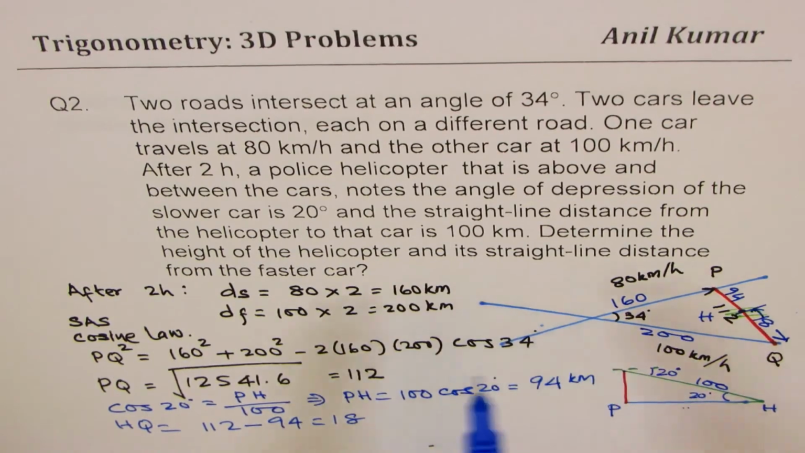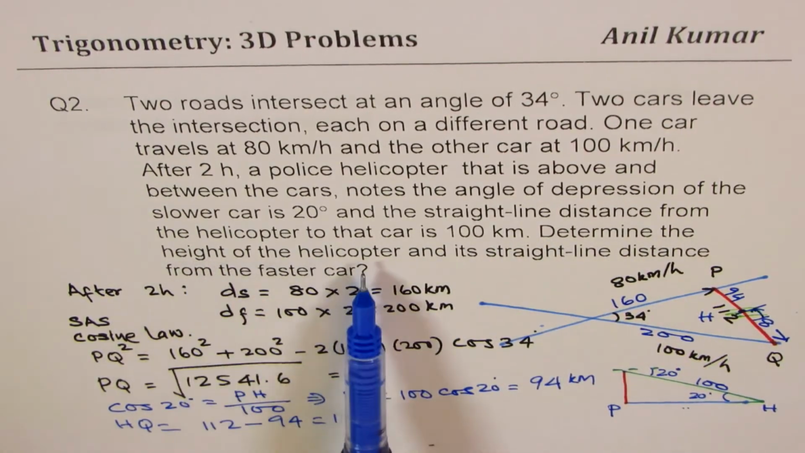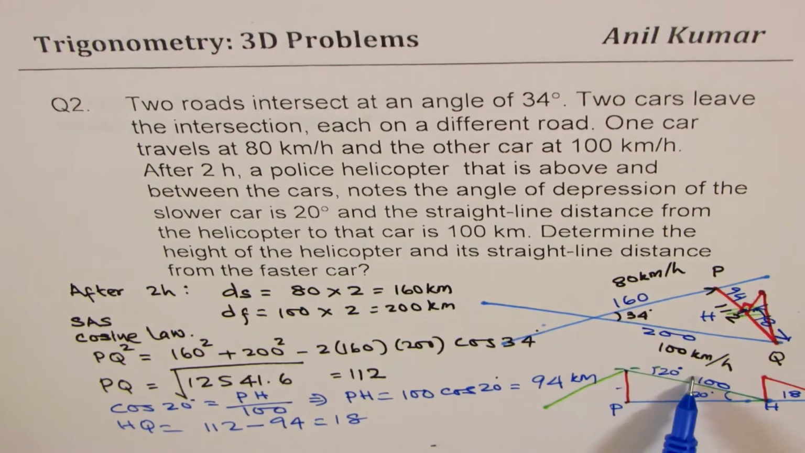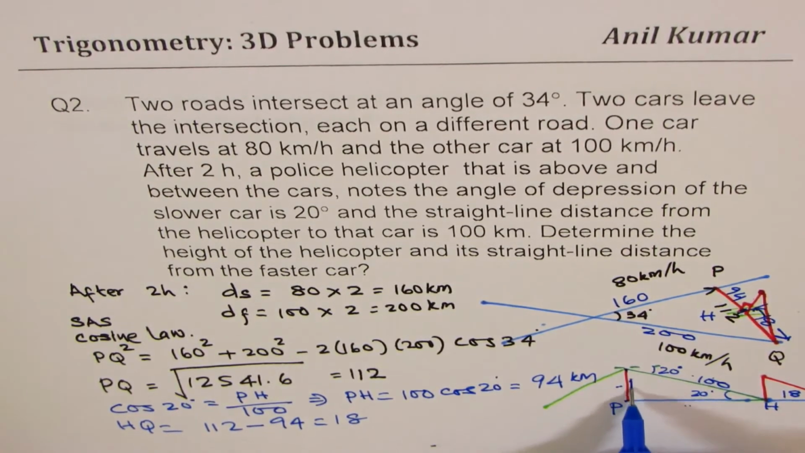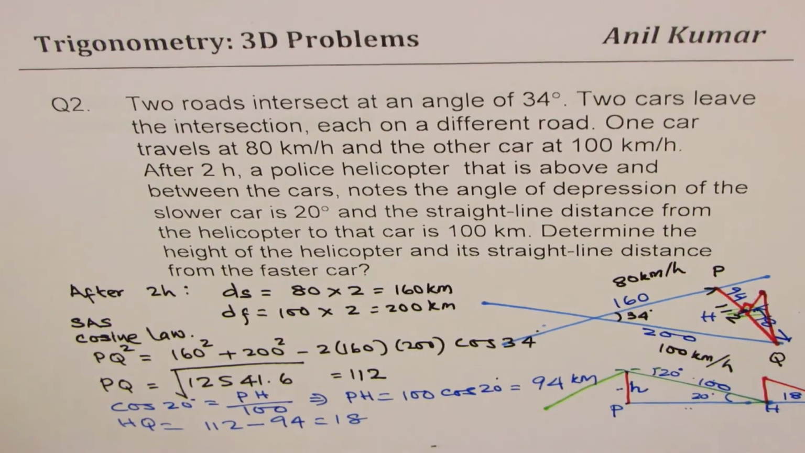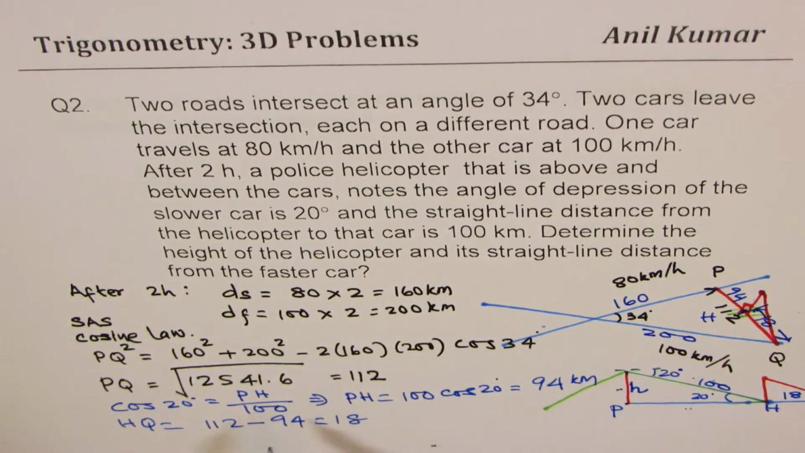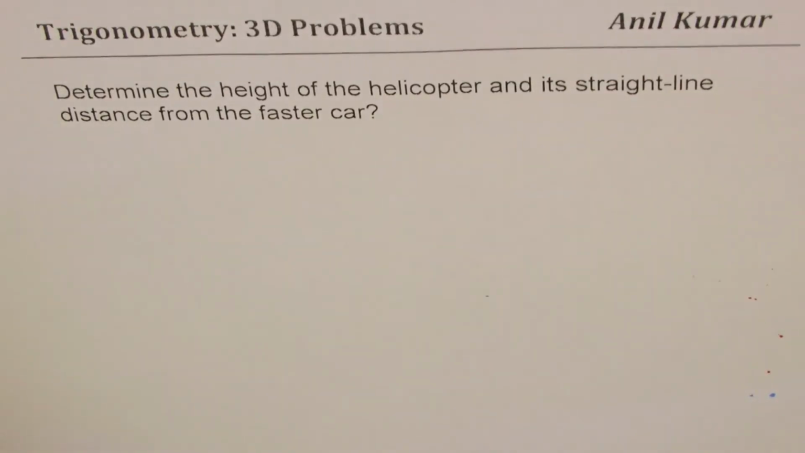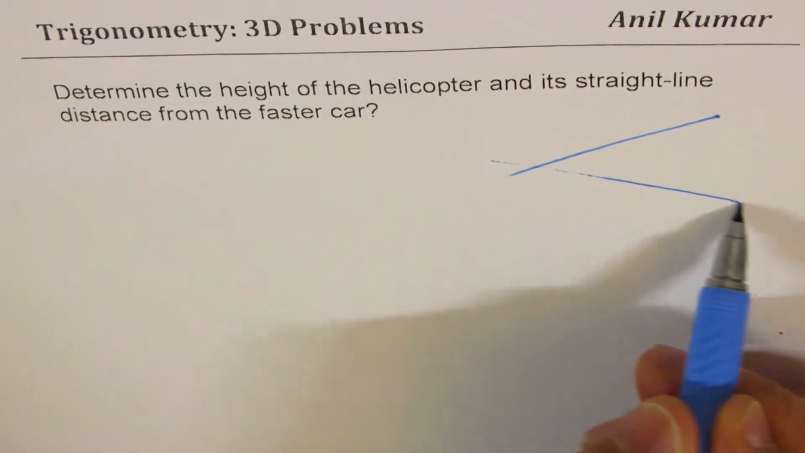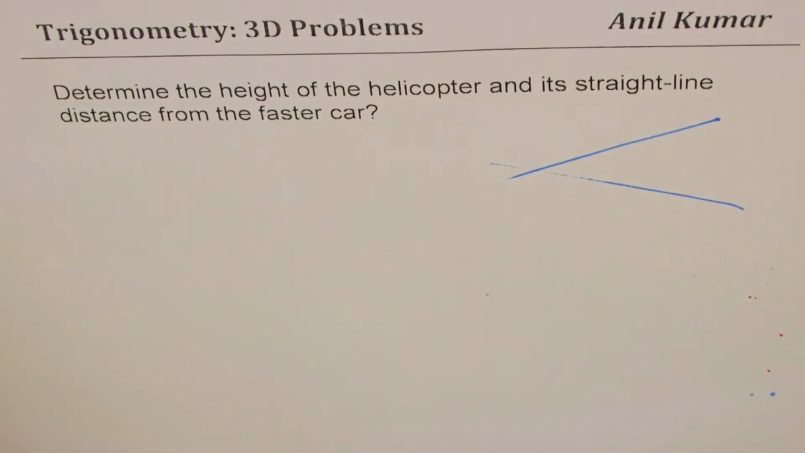But what we need to find is the height of the helicopter and the straight line distance from the faster car. So to find the height, we know this is 20 degrees. To find height, let's say the height of the helicopter is h, tan of 20. Is that okay? Okay, let's do it on this page. So what we have done so far, let's do a recap.